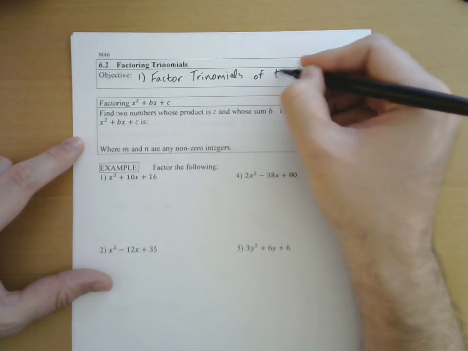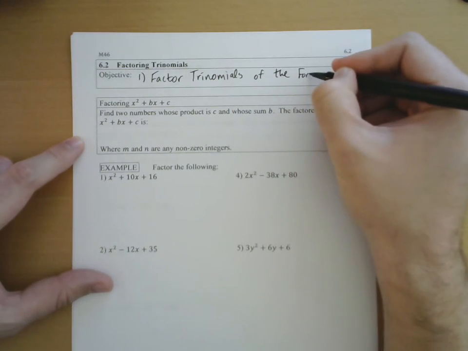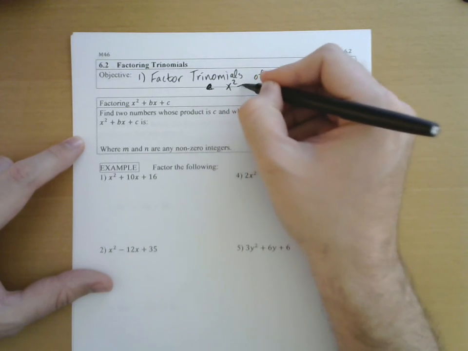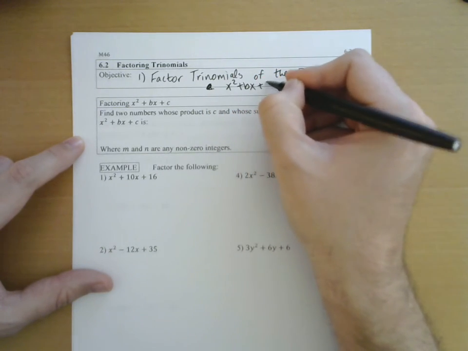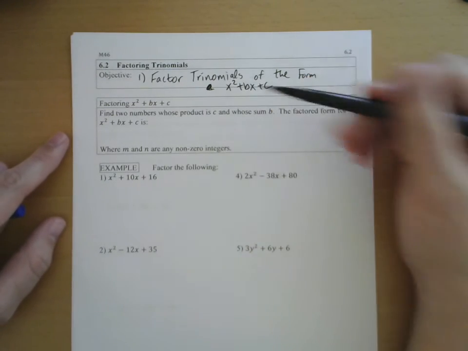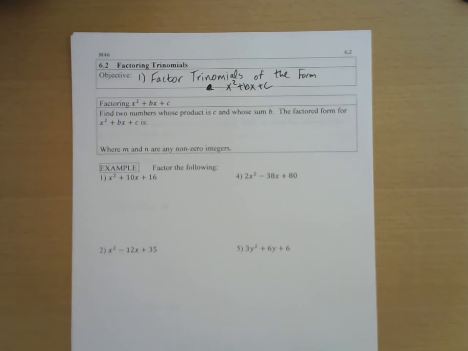of the form x squared plus bx plus c. All right, so specifically this form where the coefficient on the x squared term is 1. So that's what we're doing.